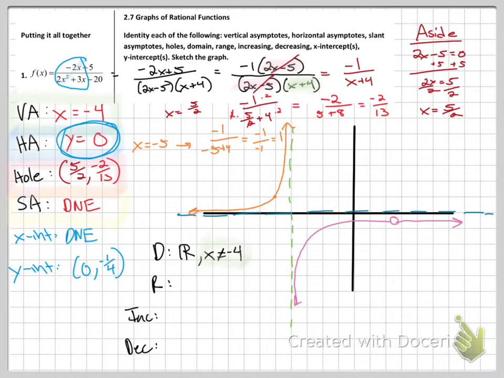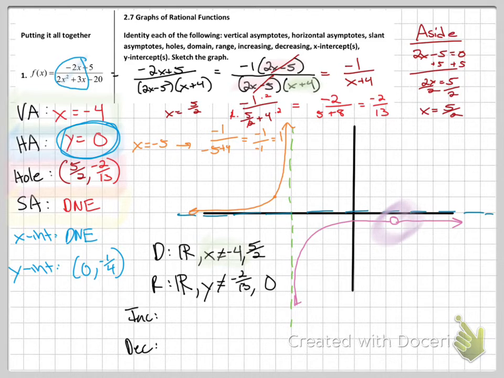Range, it touches every y value except for, oh wait, I missed one. What else does it not touch? It also does not touch the hole. I don't know what color to make this purple. Don't forget there's a hole right here. So from my domain, it doesn't touch negative 4, and it doesn't touch 5 halves, so comma 5 halves. So for range, it touches everything except for the y value of the hole, negative 2/13, and the horizontal asymptote, comma 0. You could separate them out if you wanted to also.